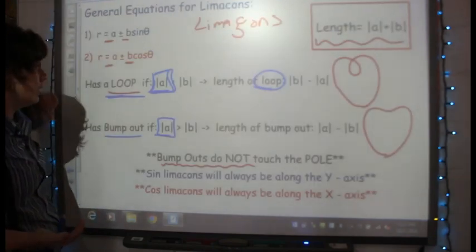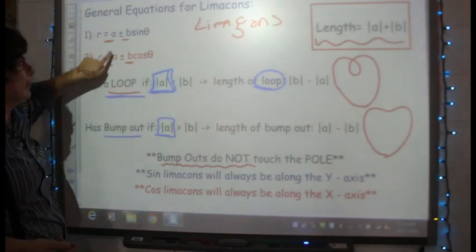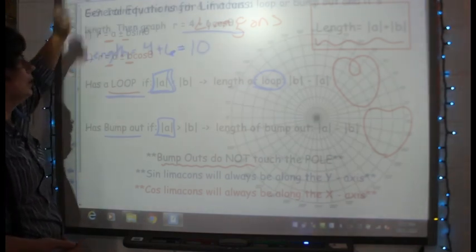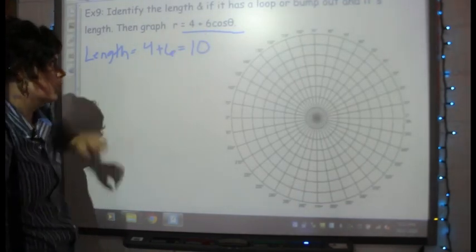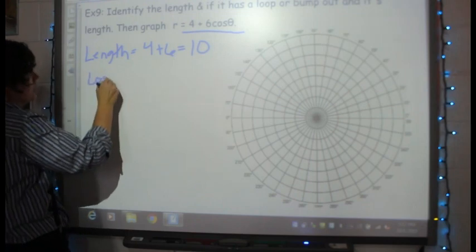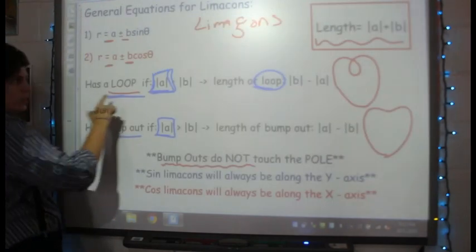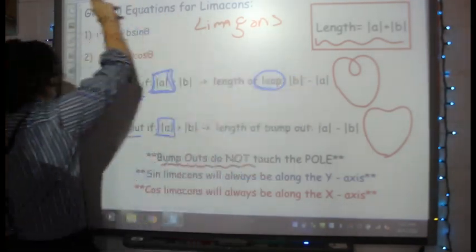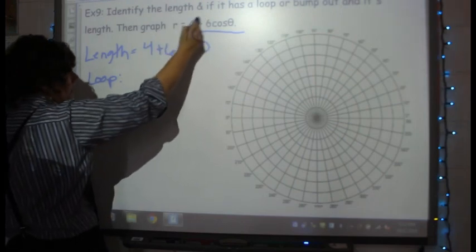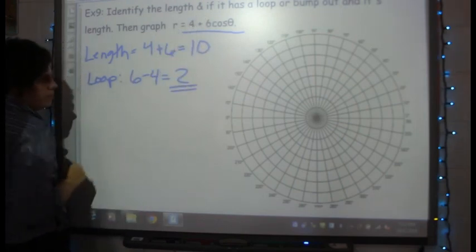So going back here, it has a loop if A is less than B. A is the first one, B is the second one. So is A less than B? Yes, it is. So it's going to have a loop. And if you want the length of that loop, according to our formula, the length of the loop here is B minus A, the big one minus the little one. So I'm going to have B minus A, so 6 minus 4, which gives me 2.